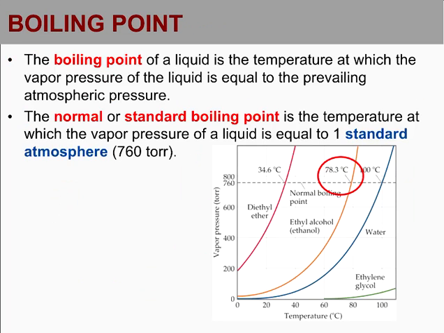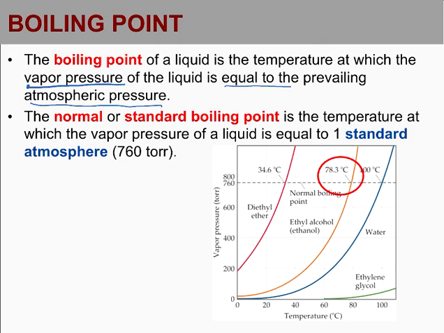Now, the boiling point of a liquid is the temperature at which the vapor pressure of the liquid is equal to the atmospheric pressure. All right, so for instance, let's say you're boiling a pot of water for pasta or tea or whatever, and you put a lid on top.